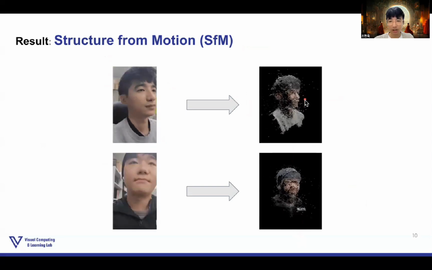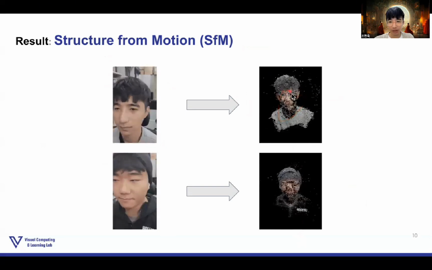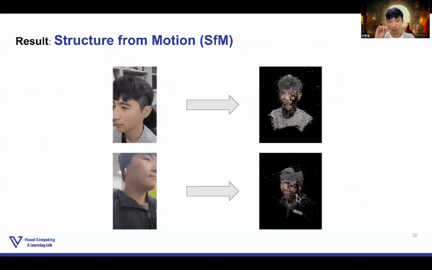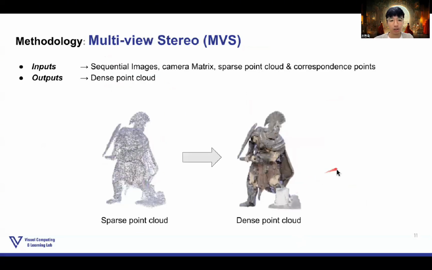Yeah, so we can see the result has a lot of gaps in here. There are just very sparse points. So in multi-view stereo, the input is the structure from motion output, and that output is the input to MVS, and we're going to produce a dense point cloud. Basically, the objective is to fill the points in the missing gaps.